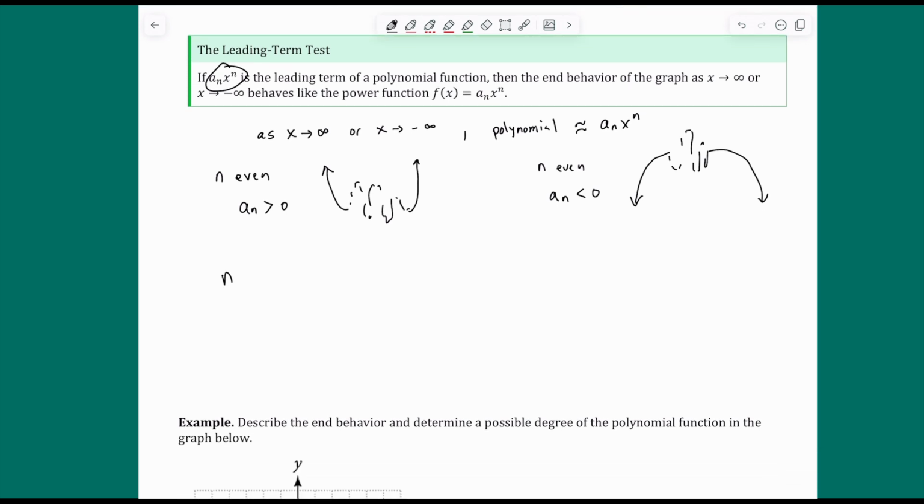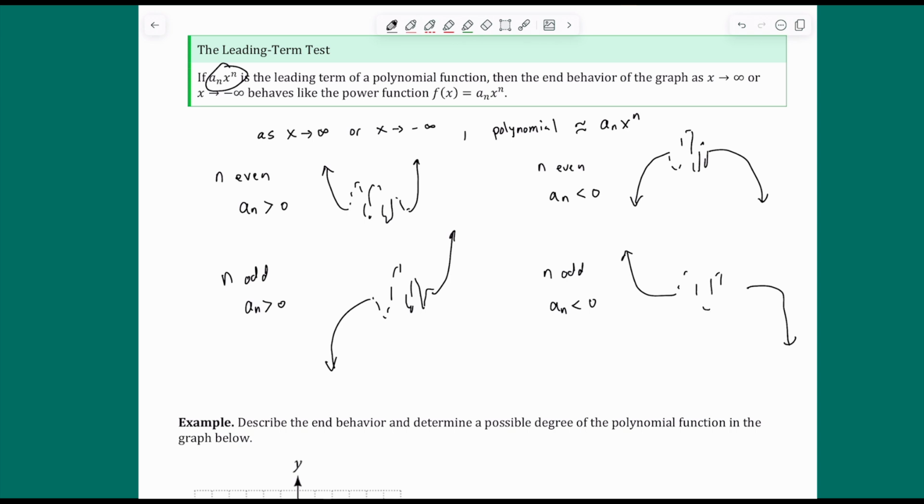If n is odd, but a sub n is positive, then it would look something like this. But we don't know what it's doing in the middle, but the end behaviors would look something like that. And if n is odd and a sub n is less than 0, then it would look something like this here. And we don't know exactly what it's doing in the middle, but the end behavior would look like that.